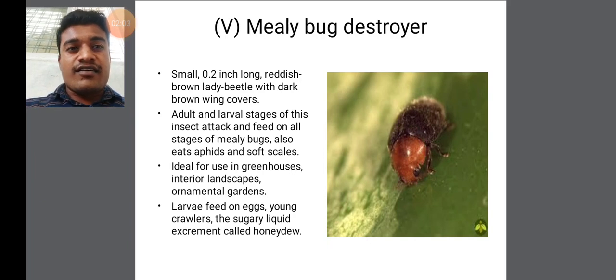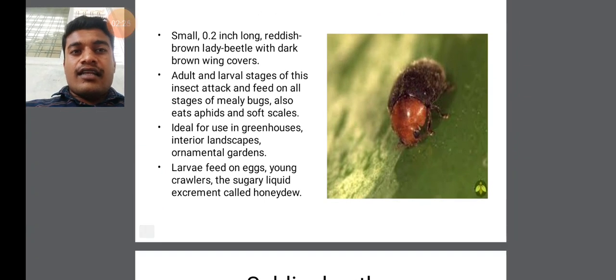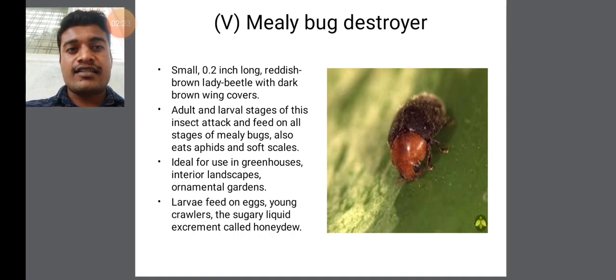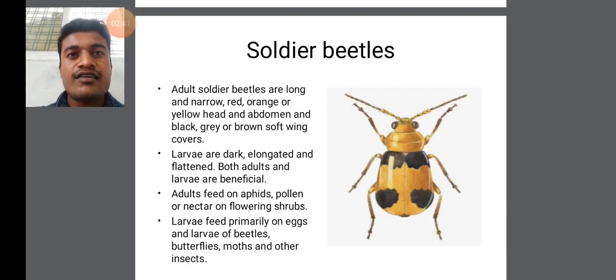This mealybug destroyer is ideal for use in greenhouses, interior landscapes, and ornamental gardens because at those places this beetle feeds on the scales of other insects. The larval form of this mealybug destroyer feeds on eggs, young crawlers, and the sugary liquid excrement called honeydew. Okay, it was about the mealybug destroyer.